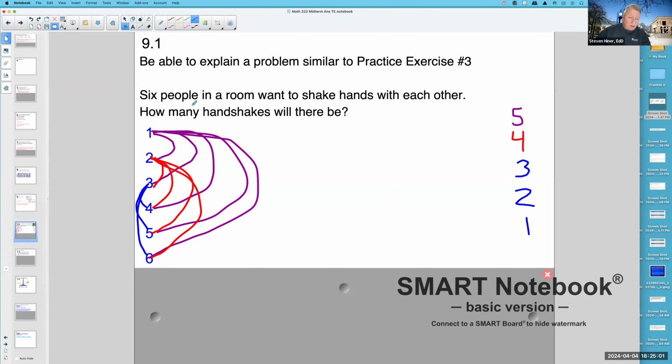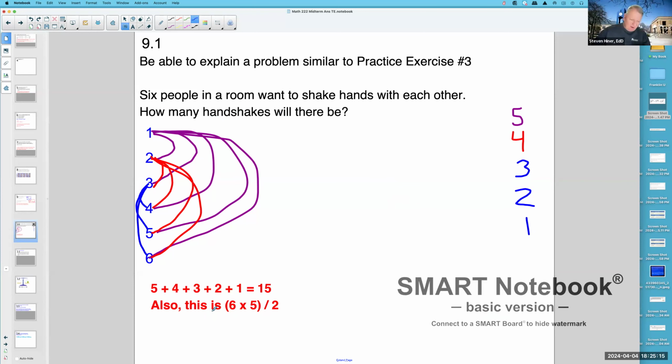And if I want to know the total, how many handshakes will there be, that implies addition. I just add those up. 9, 10, 11, 12, 13, 14, 15 handshakes. Now, the book also gives a formula that it's 6 times 5 divided by 2. Since there were 6 people, we do 6 times 6 minus 1, which is 5. And then we divide that by 2. So you could do this either way. I kind of like the visual to show you, but it is a formula and it's given in the book as n times n minus 1 all over 2. So 6 times 5 divided by 2.